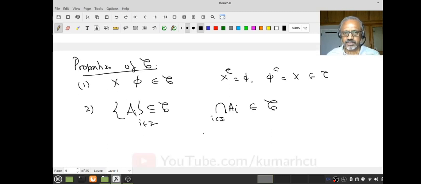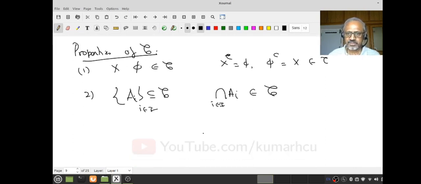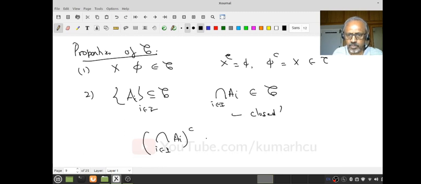Okay. But in the case of topology tau, an arbitrary union of elements of tau is still in tau. Whereas here, an arbitrary intersection of elements in C is in C. Right? So how do I know this is in C? That means I have to know whether it is closed. Well, how do I know it's closed? The only way I know is whether its complement is open. Okay, this is a question I have to ask.